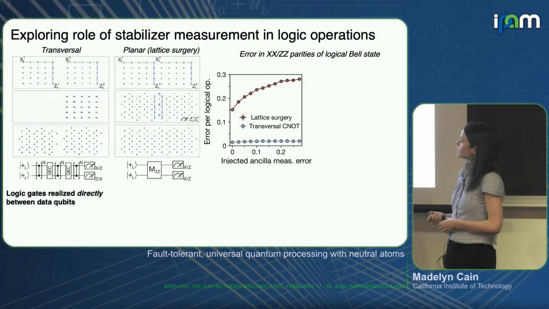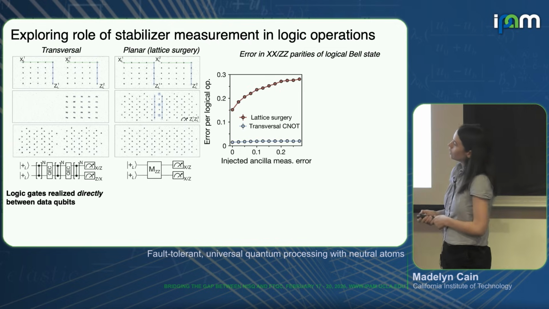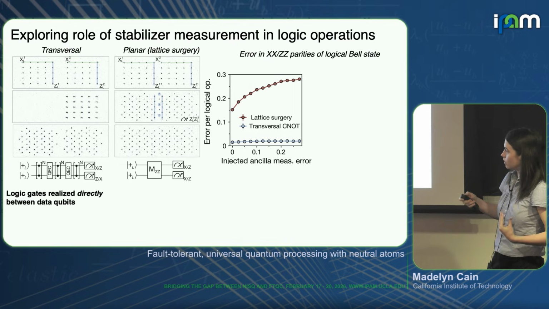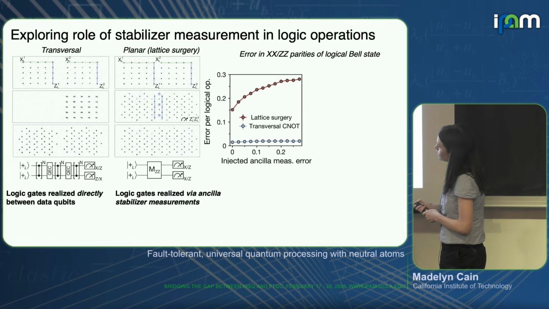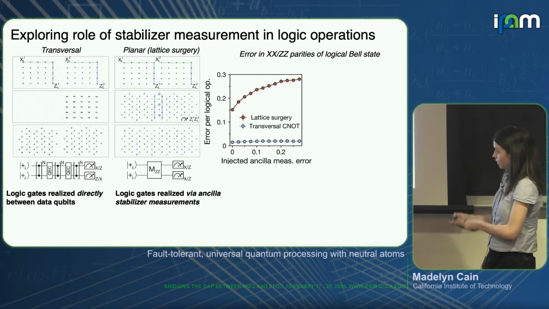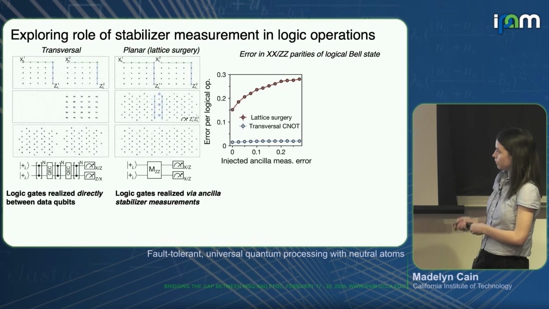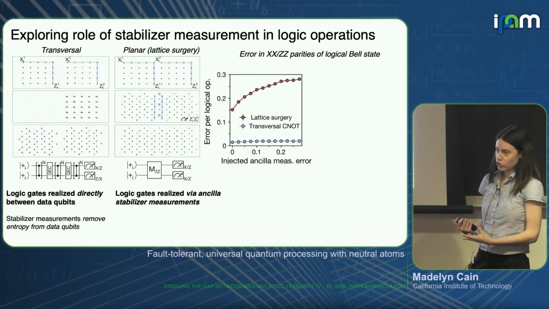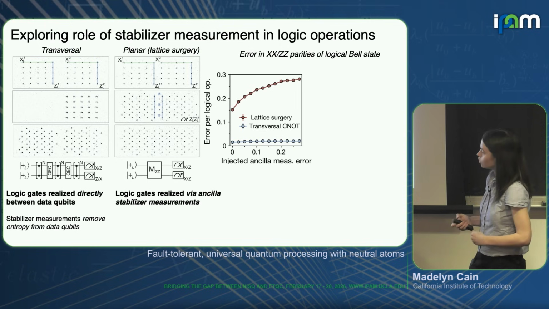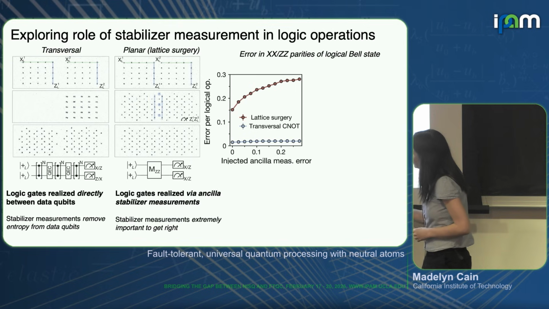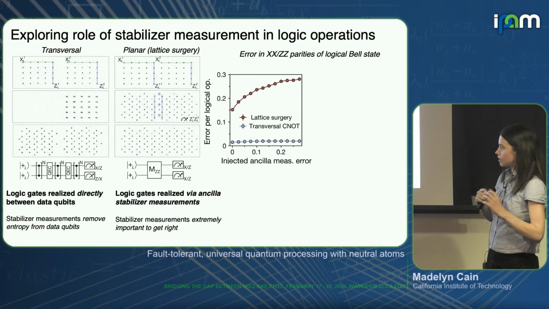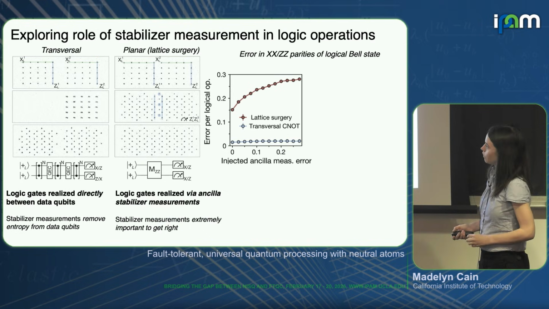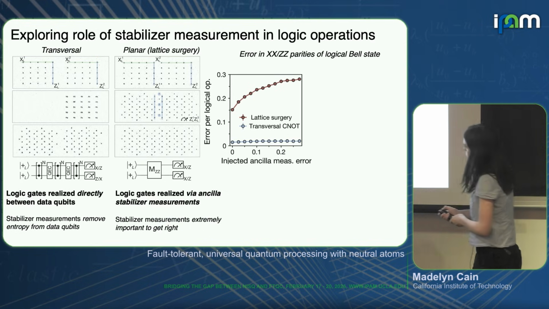Now, we can understand this because in the transversal setting, our logic gates are realized by directly interacting our data qubits. Whereas in the lattice surgery setting, the logic gate is realized by these ancilla stabilizer measurements. So in the transversal gate, really the only purpose of stabilizer measurements is to track errors and remove entropy. But in the lattice surgery case, the stabilizer measurements are doing the logic itself. And so they're extremely important to get right. And that explains this observation here.